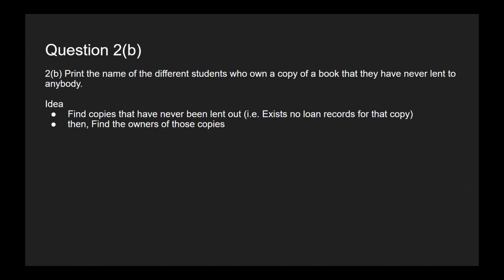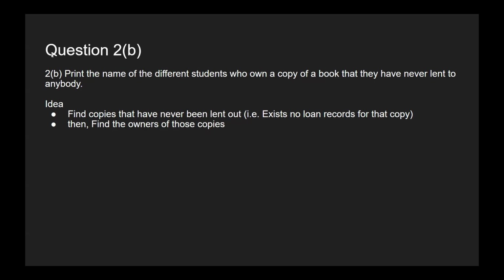The idea is very simple. You just want to find the copies that have never been lent out. So what are copies that have never been loaned out? If a book has been loaned out, then there definitely will be loan records, right? So if a book doesn't have any loan records, it means that the copy has never been lent out at all. After you find the copies, we just select the owners who own this copy. So that's the idea behind it.